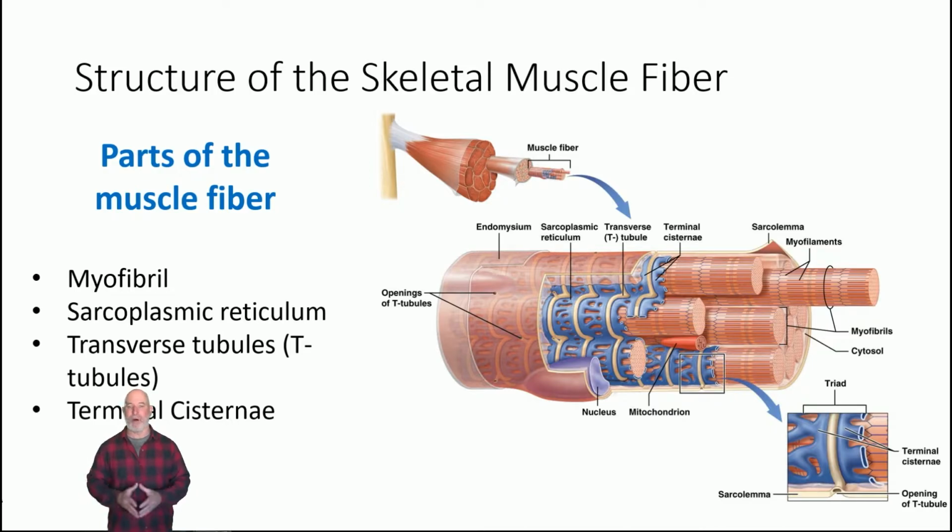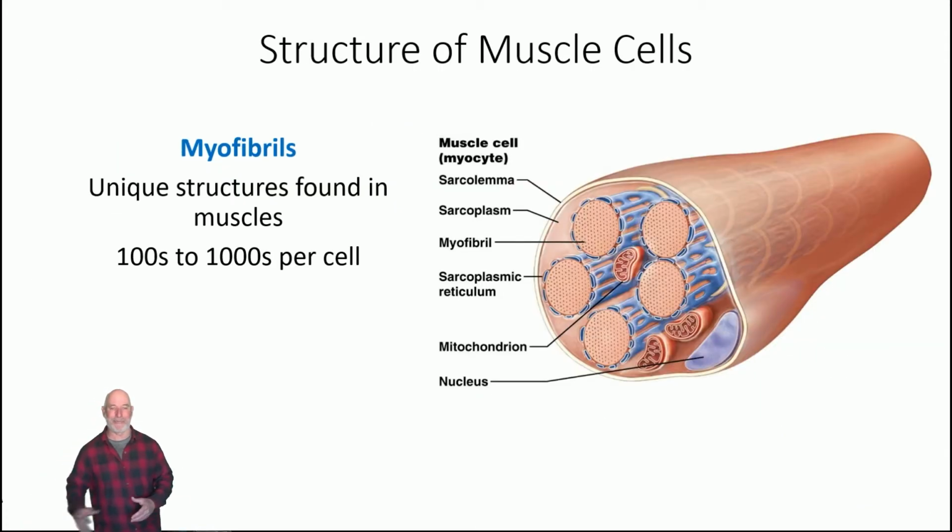So here it is, the parts of a muscle cell that you'll need to know. First, it's a myofibril. Second, the sarcoplasmic reticulum. Third, the transverse tubules, also known as the T-tubules. And then fourth, the terminal cisternae. Sorry, I'm standing right in front of that. I tried to fix that earlier.